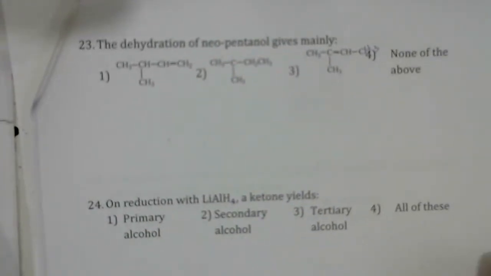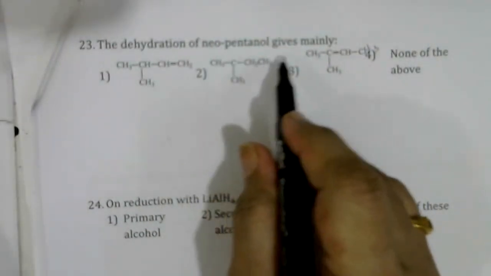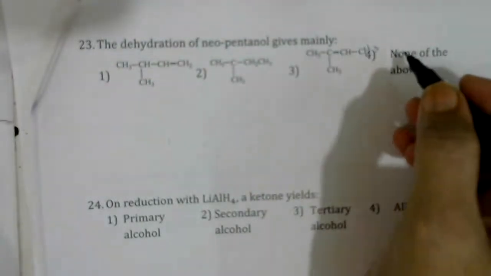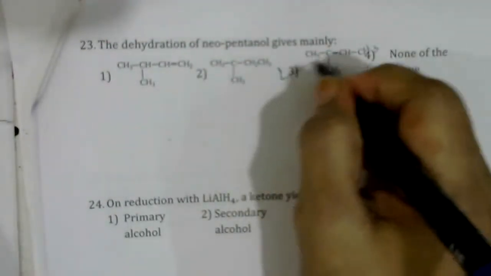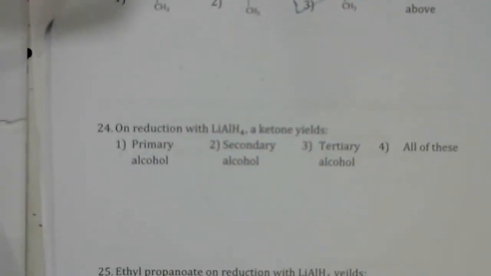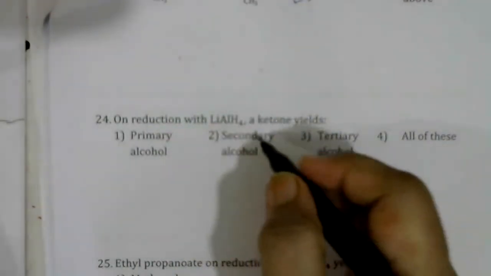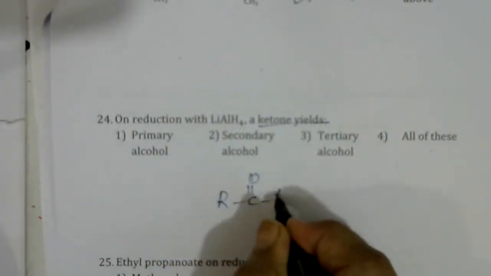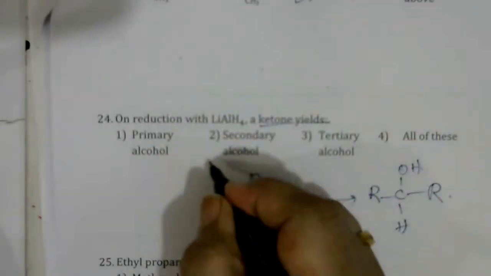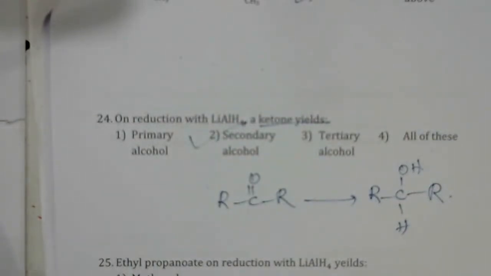Next one. The dehydration of neopentanol, because neo means what? All the carbon atoms will be branched. At that time neopentanol will eliminate a water molecule. That's why we are going to get the alkene over here. On reduction with lithium aluminum hydride, the ketone will yield, what, children? Secondary alcohol.